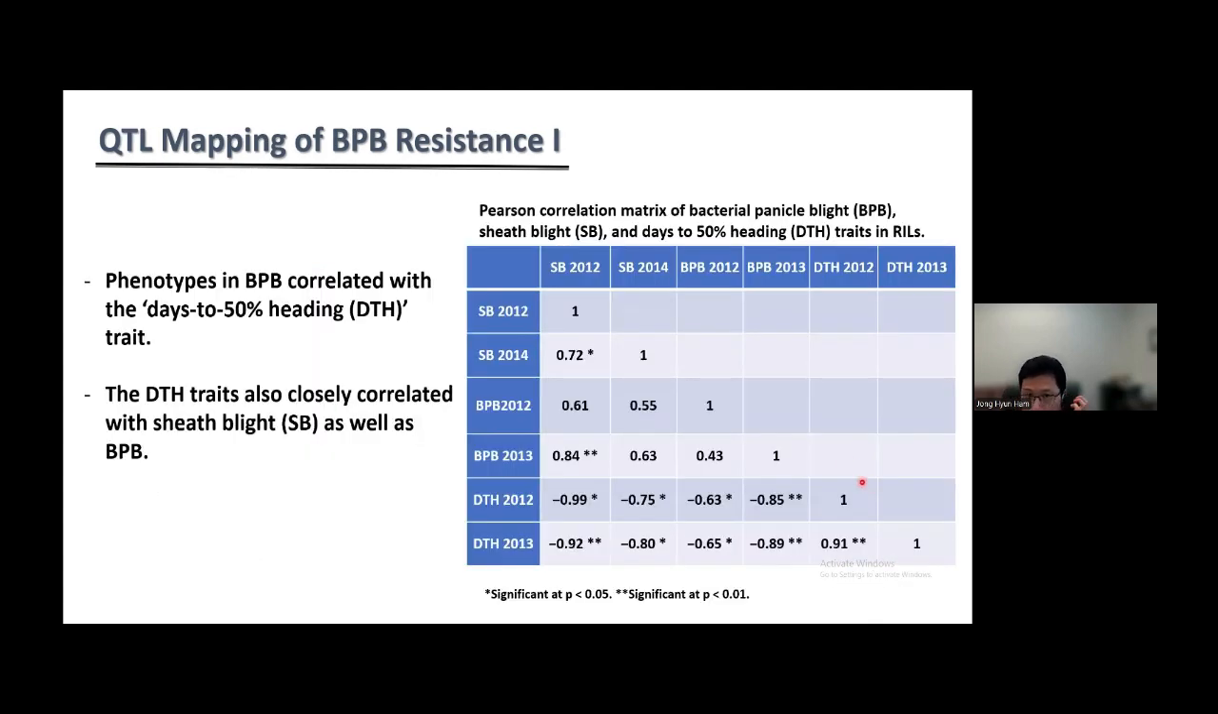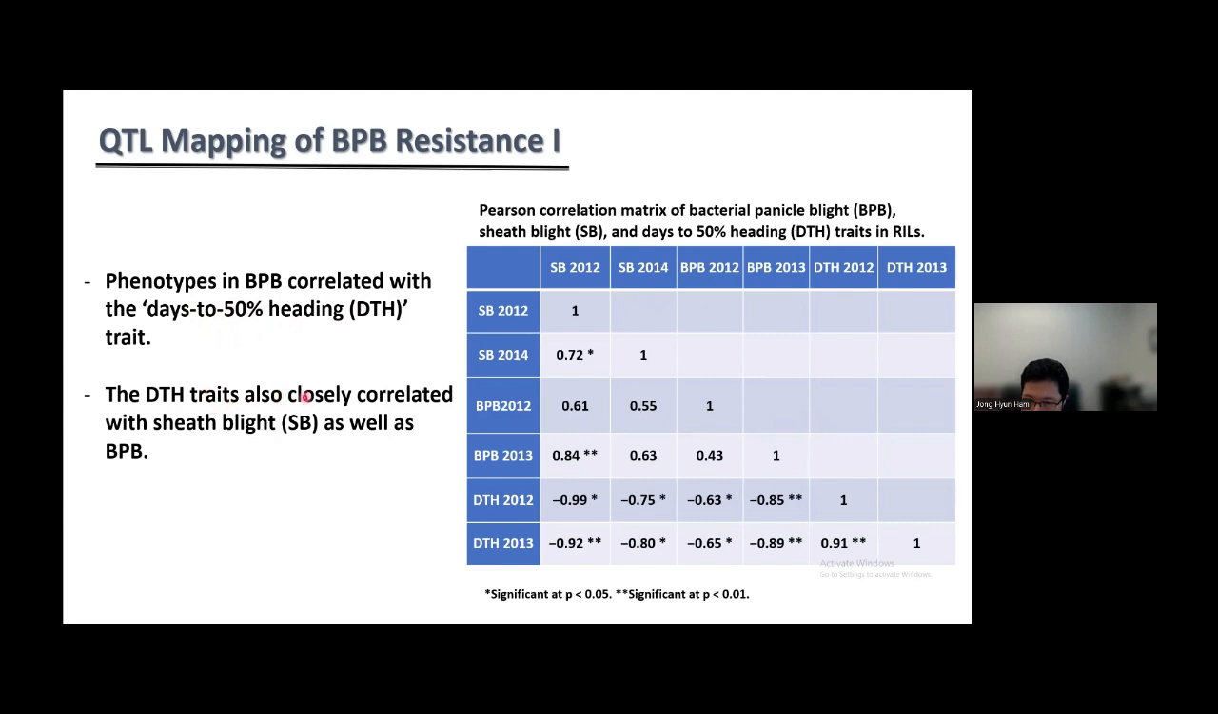And just grow the mapping population in the field, and then phenotype the disease resistance, and also the agronomic traits, and also other disease resistance. And we found that the phenotype related to the bacterial panicle blight is quite closely related to the days to 50% heading phenotype, which basically means the flowering time.